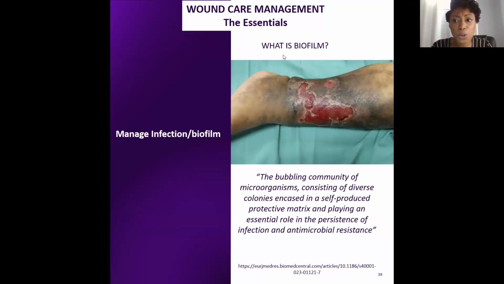The problem with biofilm is that it's not as obvious as when you have an infected wound. Sometimes your only clue is that it may have a shiny, slimy appearance covering it. And that would be your only clue. And then also that the wound doesn't progress. So biofilm is just as much of a threat to wound healing as necrotic tissue is.